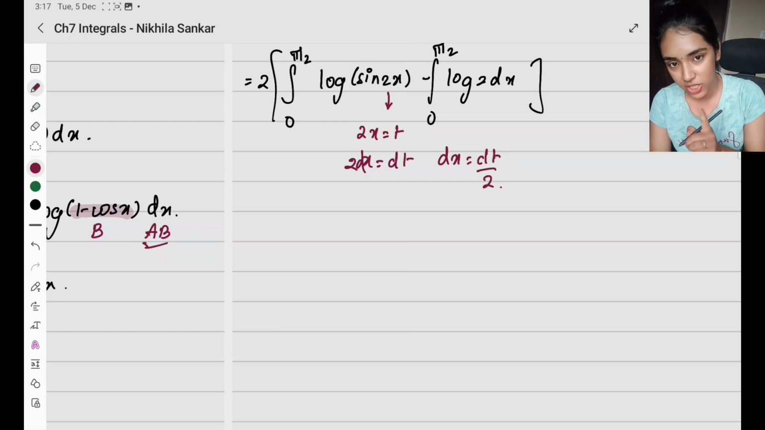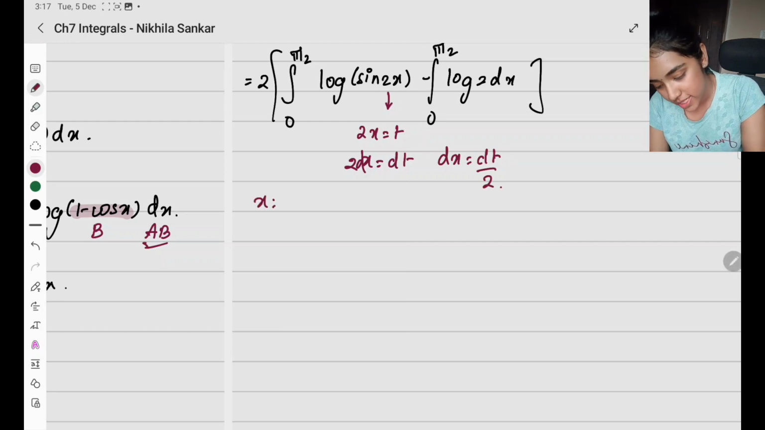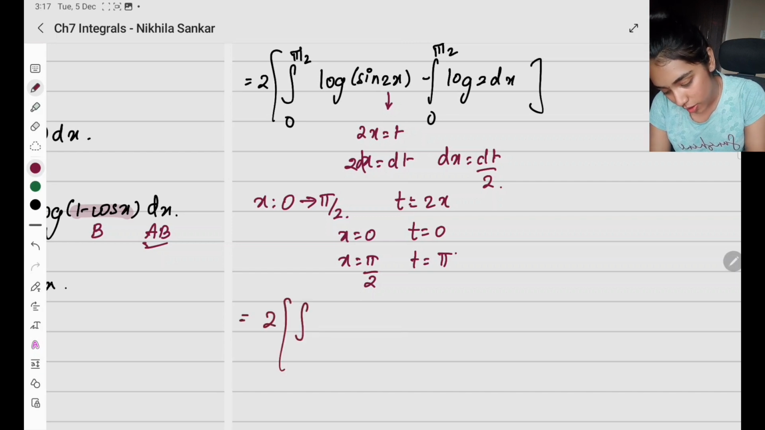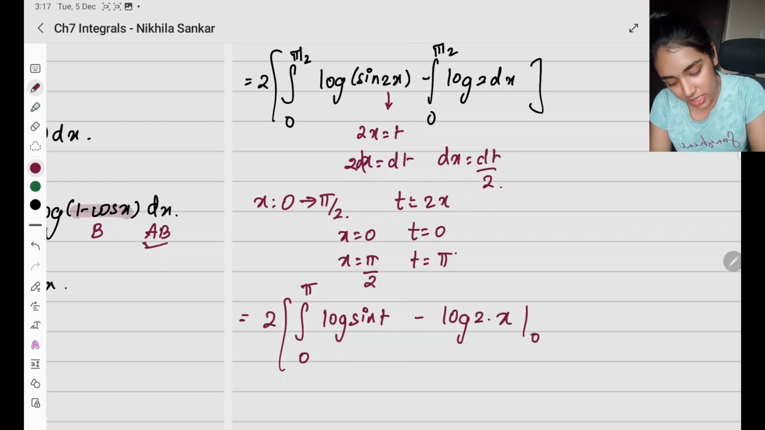If the variable is changed, the limits also change. So x travels from 0 to pi by 2. So t is going to be 2x. When the value of x is equal to 0, t is going to be 0. When the value of x equals pi by 2, t equals pi. How does my integral change? This is going to be 2 times integral, 2 is common. So it changes from 0 to pi log sine t minus log 2 times integral dx, x from 0 to pi divided by 2.